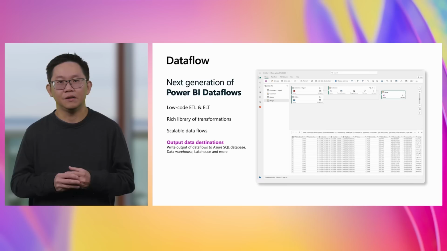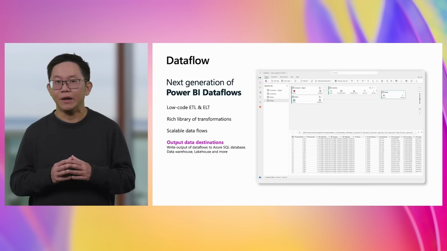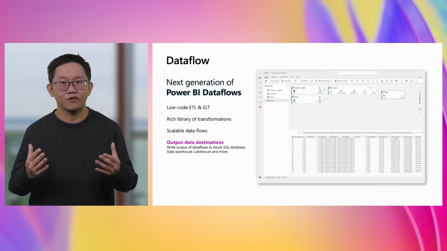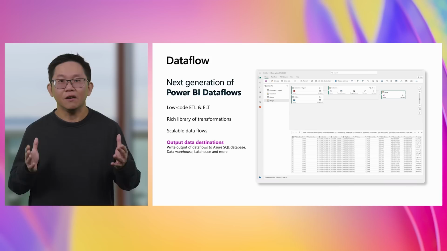Data Flow Generation 2 is the next generation of Power BI data flows, supporting both ETL and ELT patterns, enabled by the rich low-code Power Query experience. With Data Factory and Fabric, we have enhanced Data Flows Generation 2 to deliver scalable transformation beyond what is supported today, leveraging the Fabric compute. This means that your data flow can potentially leverage the rich set of transformation with the scale needed for the most complex transformation tasks.